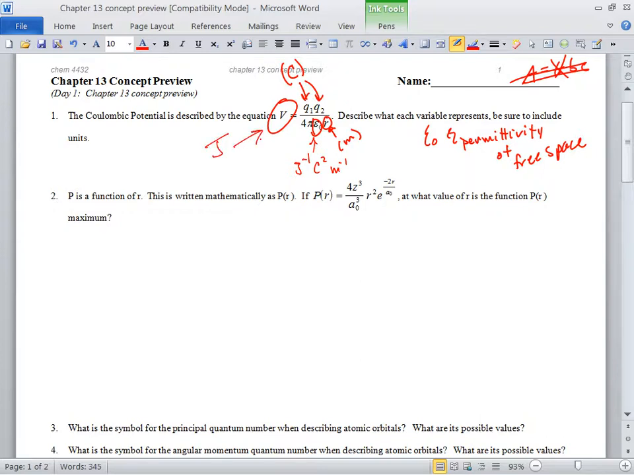Okay. V is a function of r. This is written mathematically as, well, we don't even know what this represents. We don't really care. We're just going to do the math. At what value of r is V of r a maximum? Mel, what do you want to do? Set it equal to zero? Take the derivative with respect to r.